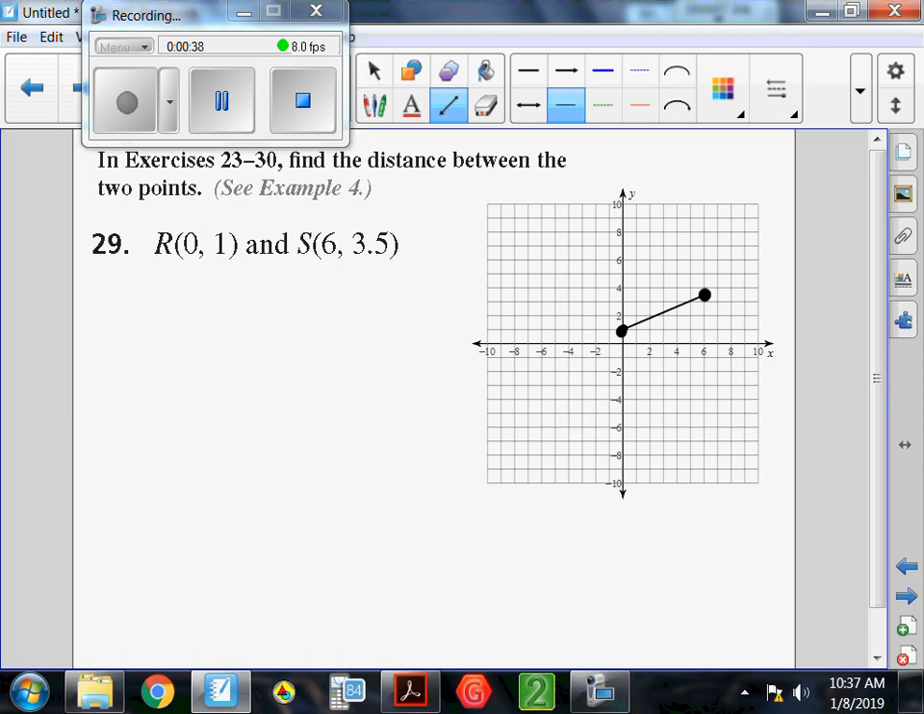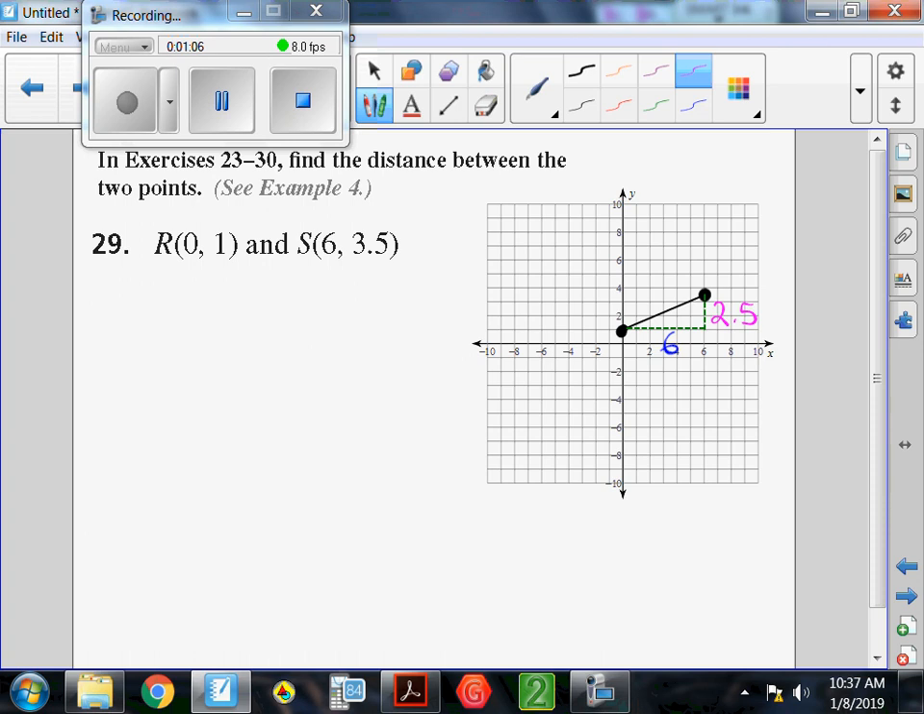The strategy for working with a graph is to create a right triangle. And so I can do that. And then once I have the right triangle, I can count the boxes and see what the side lengths are. So for the horizontal, or the x, I went from 0 over to 6, so that was 6 units. And then for the y values, I went from 1 up to 3.5, so that was 2.5.